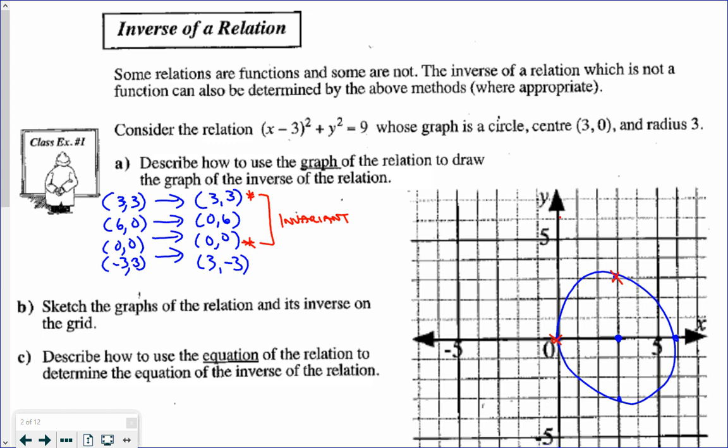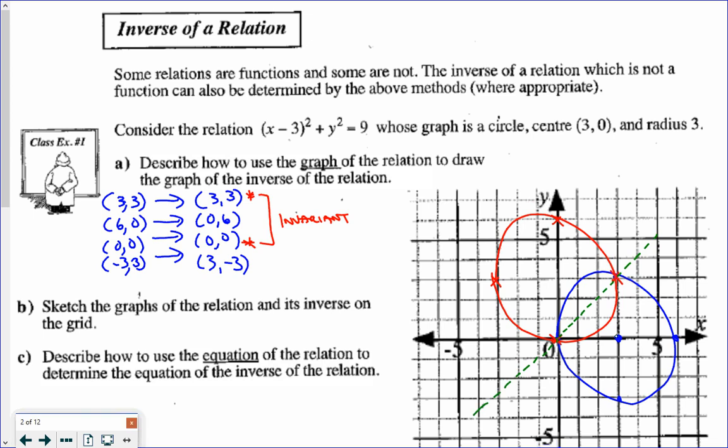6, 0 becomes 0, 6. And 3, negative 3 becomes negative 3, 3. So now when I connect those, there's my circle. And if I draw in my mirror line, you should see how the blue reflects to the red.